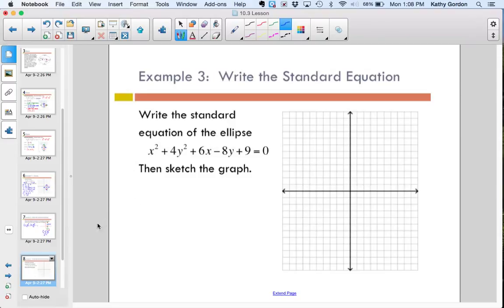I'm going to try to do this in different colors to help you kind of visualize what's going on. So x's I'm going to make blue. So that's x squared plus 6x. The y's, let's make those purple. So we'll put those together. 4y squared minus 8y. And then the constant we're going to kick over to the other side.